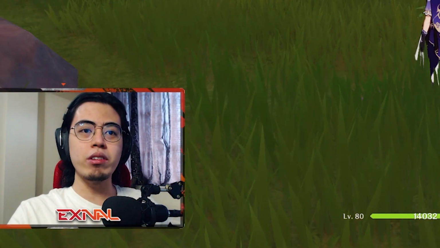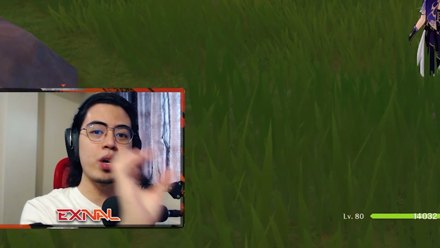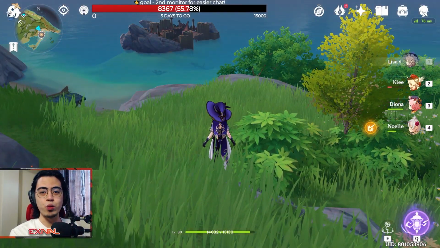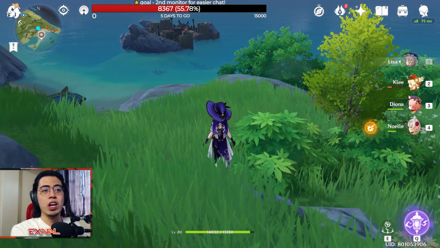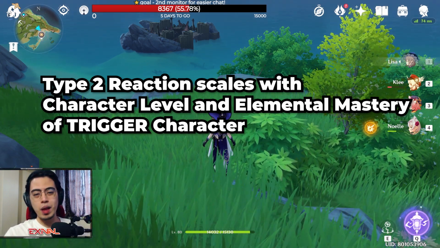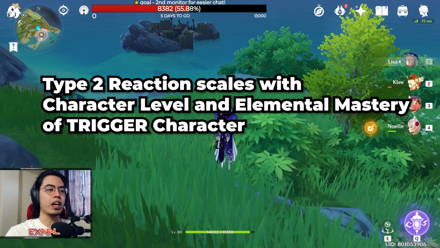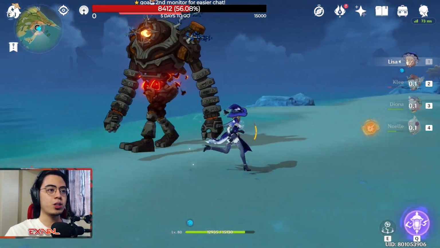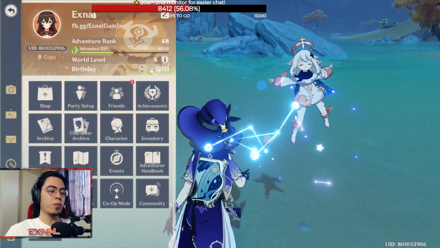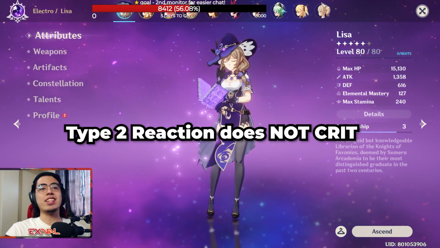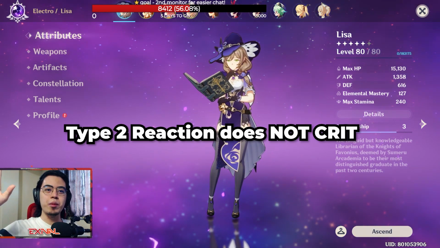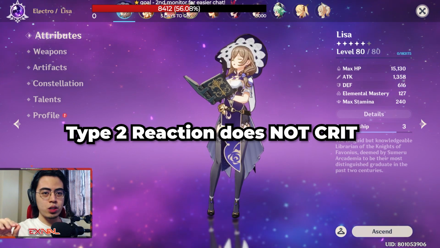Type 2 is different, wherein the damage from the elemental reaction is a separate damage number. And it is not concerned with how much damage the trigger character would have done without the reaction. It doesn't care if Lisa's doing 50k damage. What type 2 elemental reactions scale off of is character level plus the elemental mastery of the character triggering the reaction. Apply pyro, and then pay attention to the second number. There's another number below of 2643. Now, that damage does not crit. So if you're building for overload damage or electro-charged damage, the crit stats on your trigger character are not taken into account.